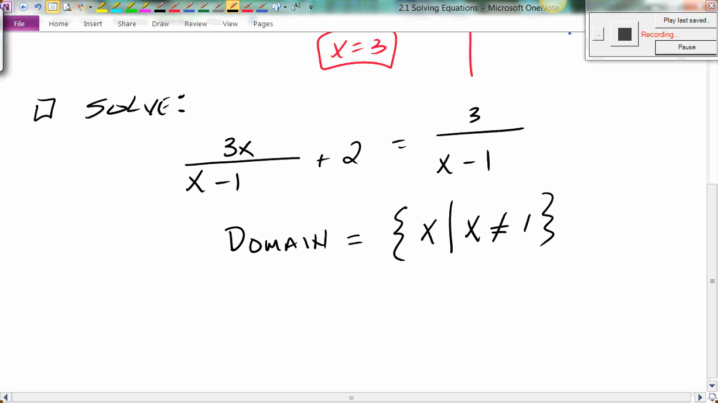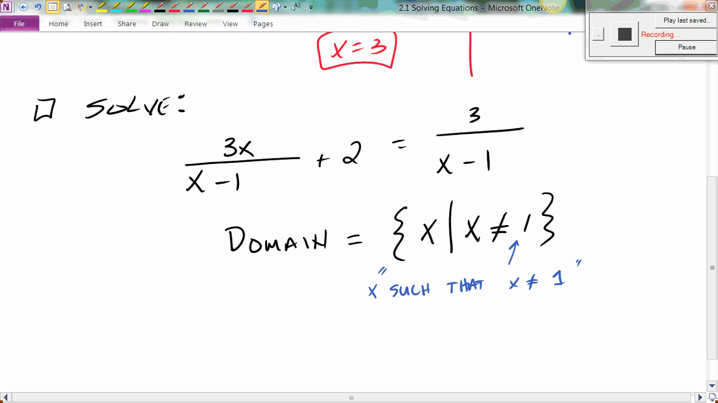This is something you have never seen before, okay? This is read like this: x such that x does not equal 1. That's how you read this when you see this, okay? The squiggly brackets include the sets. That means you're talking about a variety of things.